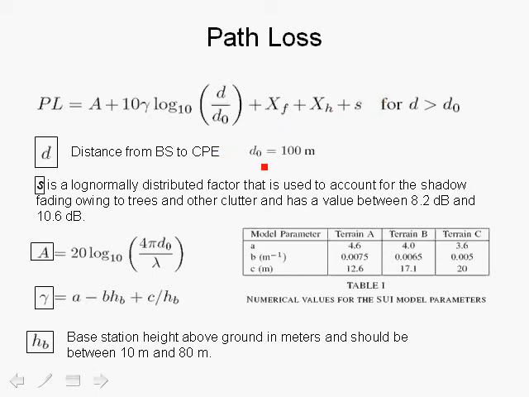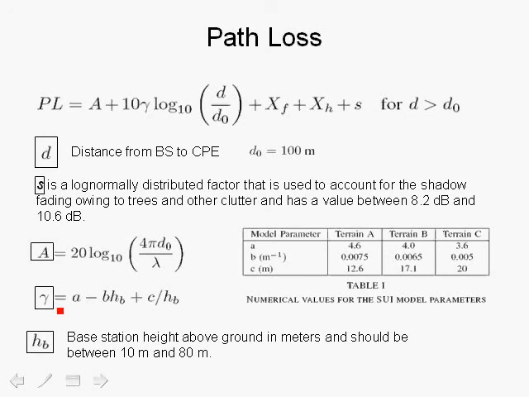The term S is a log normally distributed factor that is used to account for shadow fading owing to trees and other clutter, and has a value between 8.2 dB and 10.6 dB. Now gamma is the important parameter that takes into consideration the three types of terrain that we mentioned: terrain A, terrain B, or terrain C. And it depends on the antenna height of the base station. So H sub B is the base station height above ground in meters, and is between 10 meters and 80 meters. So it could be, for example, on a tower.